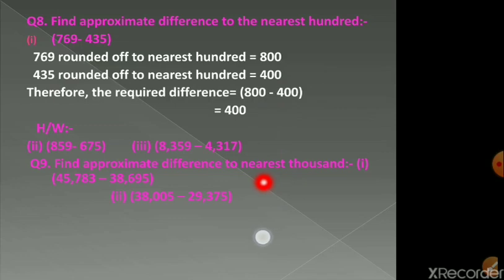In question number 9, you have to round it off to nearest 1000. You can check the hundreds place and see whether it is 5 or more than 5. If it is 5 or more than 5, you will increase the thousand place by 1. If it is less than 5, it will remain same.